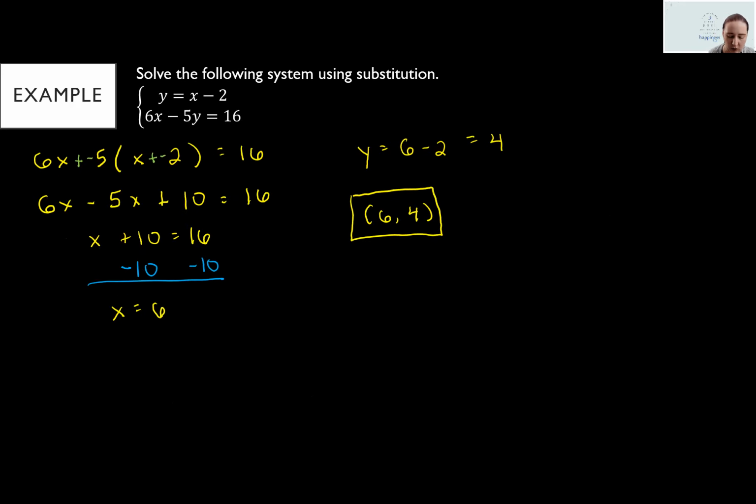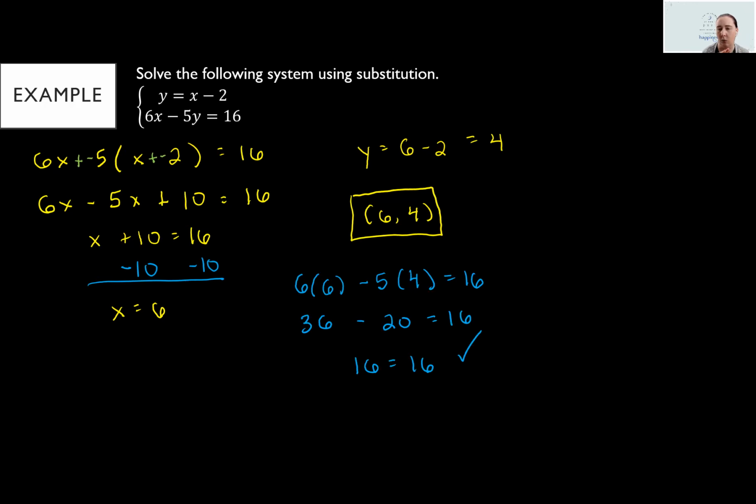So if we were to check our work, we would check it in the other equation, the other one that I didn't use, the 6x minus 5y. So the best way to check your work in there is, instead of just plugging in your x and then solving for y, to plug in both of the numbers. So instead of 6x, I would do 6 times my x of 6 minus 5 times y, and my y was 4, equals 16. So this would give us 36 minus 20 equals 16, and that checks out. 16 equals 16.